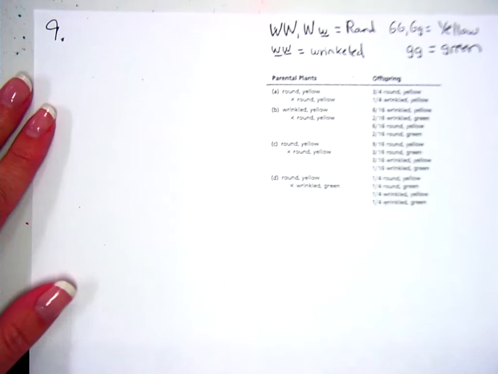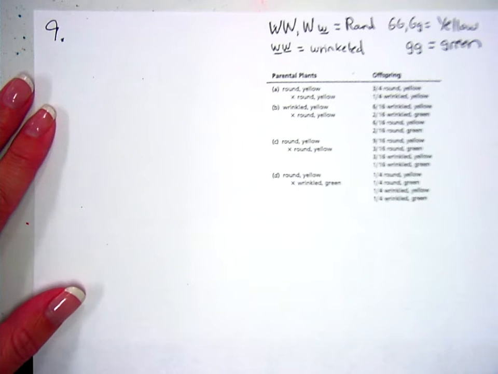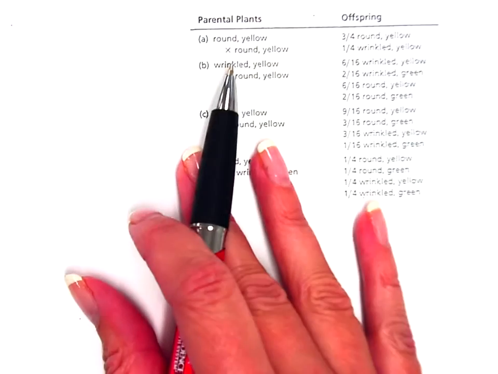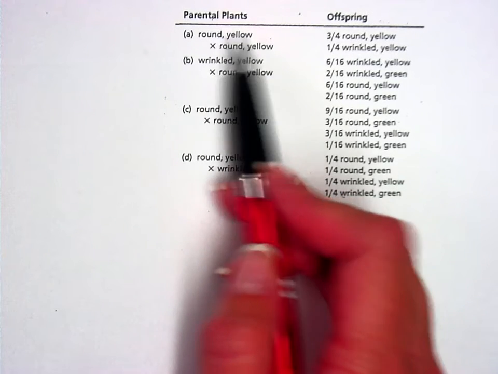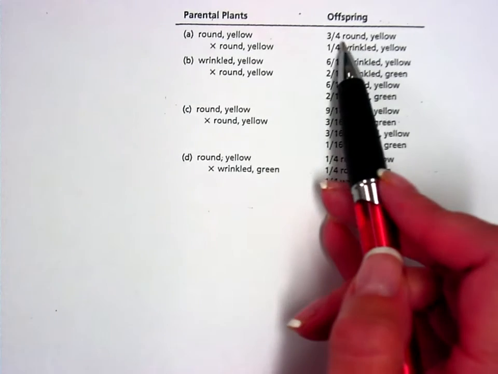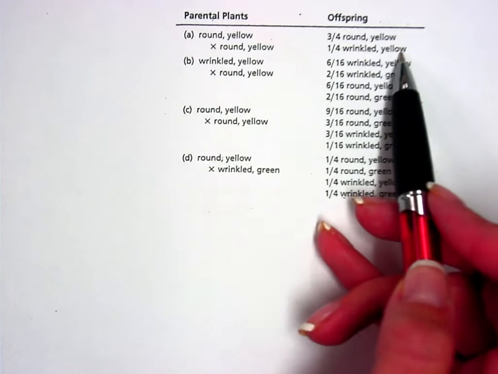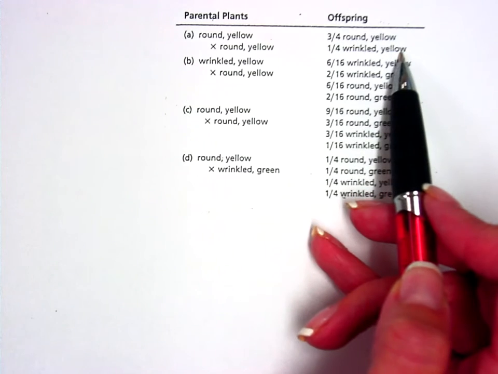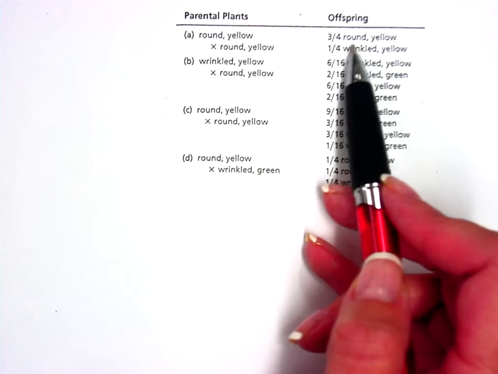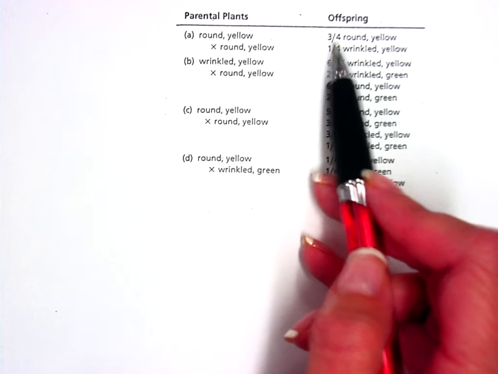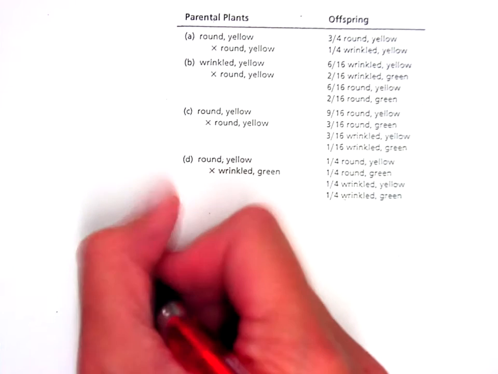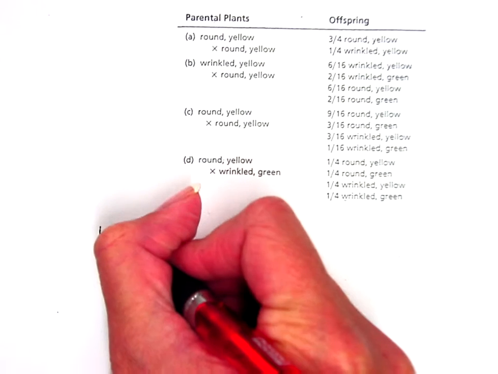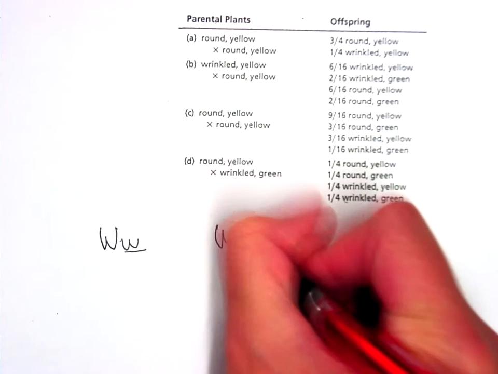Okay, so we're going to again approach this one trait at a time. I'm going to zoom in to the first cross for a minute here. In this first cross, we have round yellow, and we get 3/4 round yellow, 1/4 wrinkled yellow offspring. Let's look at this one trait at a time. When do we ever see 3/4 round and 1/4 wrinkled coming out of two parents that are both round? We see that in this situation, big W, little w crossed with big W, little w.